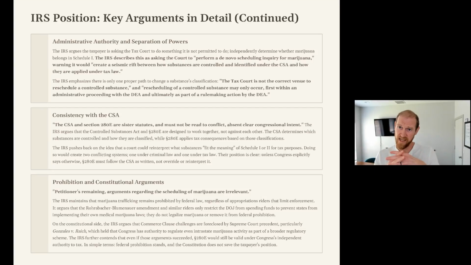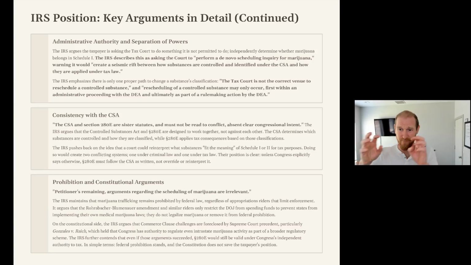And then tied to that, he talks about how sister laws, like 280E, were meant to be connected at the hip with Schedule 1 and Schedule 2, and to change that would tear those apart, and that's not what was meant. The CSA and Section 280E are sister statutes and must not be read to conflict absent clear congressional intent. So I don't really feel like there's a lot. I feel like they are trying to go a different direction. They're like, hey, this is not the place to do this.